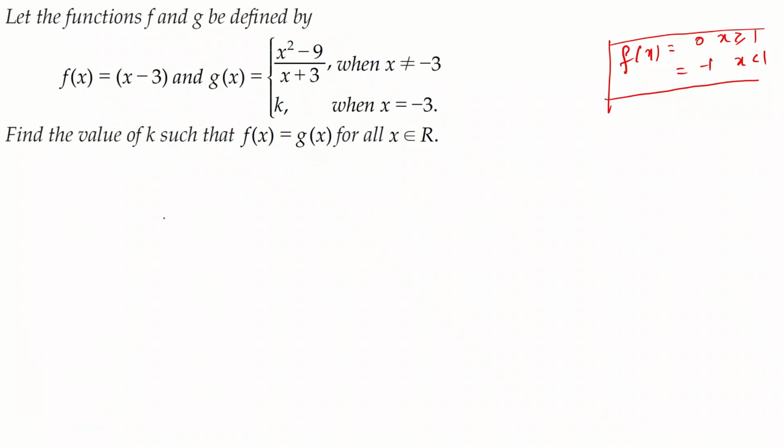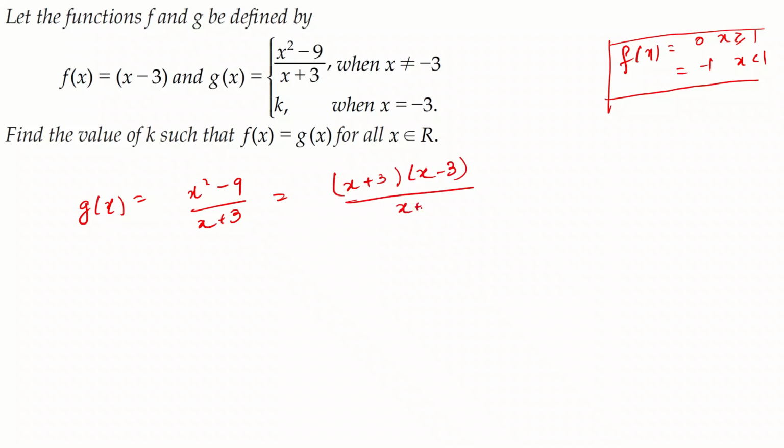So consider this g(x). This g(x) is (x squared minus 9) by (x plus 3). What do we do? We factorize the numerator. So x squared minus 9 is (x plus 3) times (x minus 3), divided by (x plus 3).